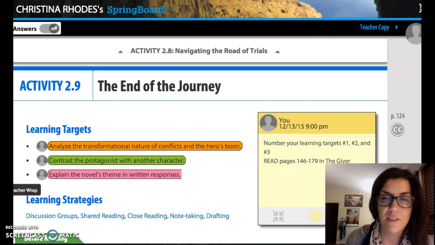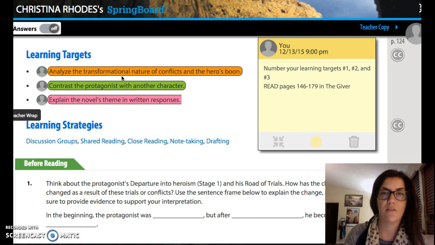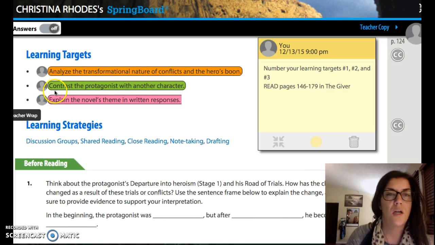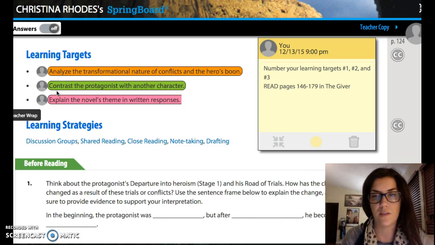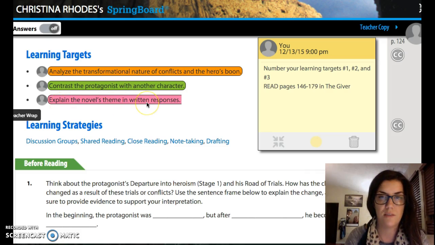Hi, welcome to Activity 2.9. We're on page 124. Please label your learning targets number 1, 2, and 3. Number 1 says, analyze the transformational nature of conflicts in the hero's boon. Number 2, contrast the protagonist with another character. Number 3, explain the novel's theme in written responses.